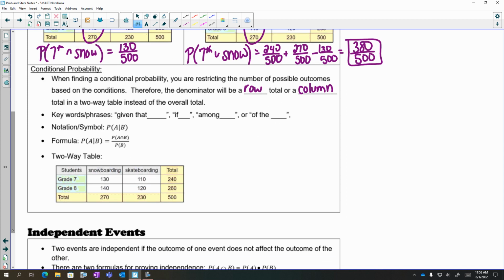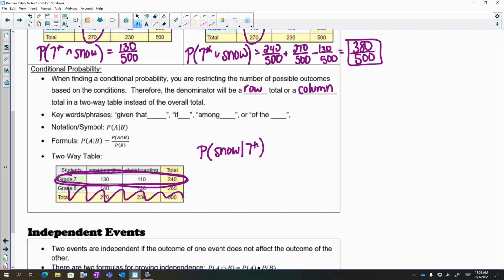But in a two-way table, let's do the probability of snowboarding, given they were in 7th grade. I only care about this row. Nothing else matters to me. So my denominator is no longer out of my total of 500. It's out of 240, and there are 130 of them.